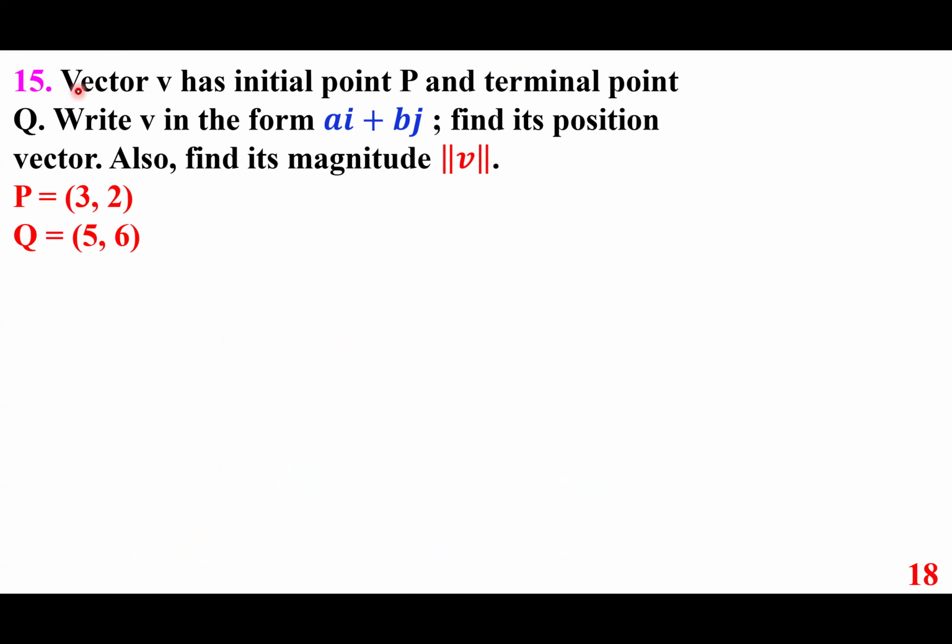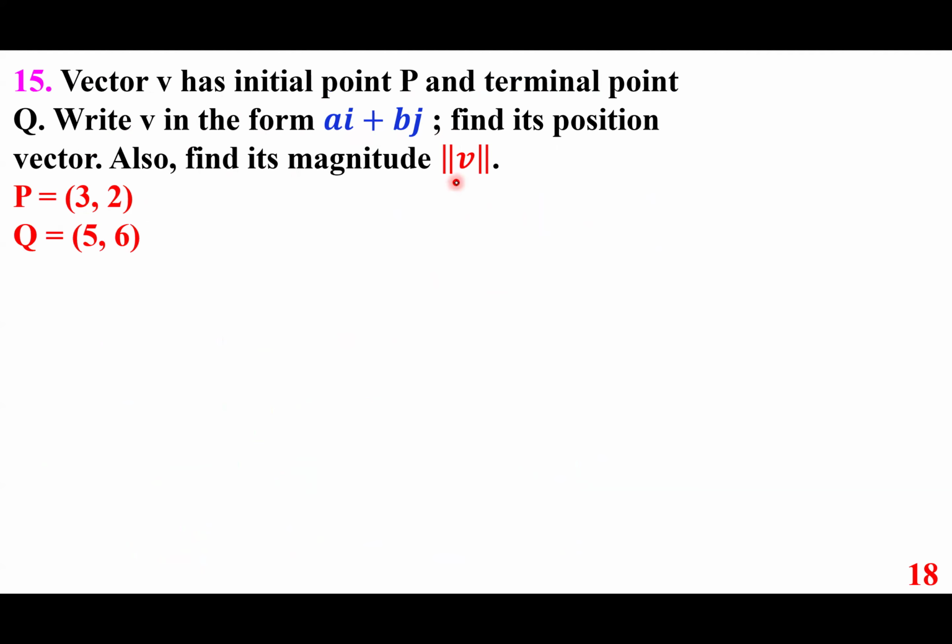Let's switch gears and look at vectors. Vector V has initial point P(3, 2) and terminal point Q. Write Q is (5, 6). Write V in the form ai plus bj. Find its position vector. Also find its magnitude.